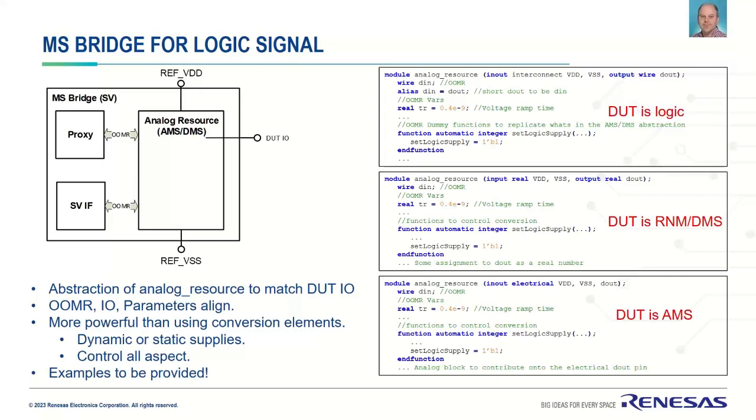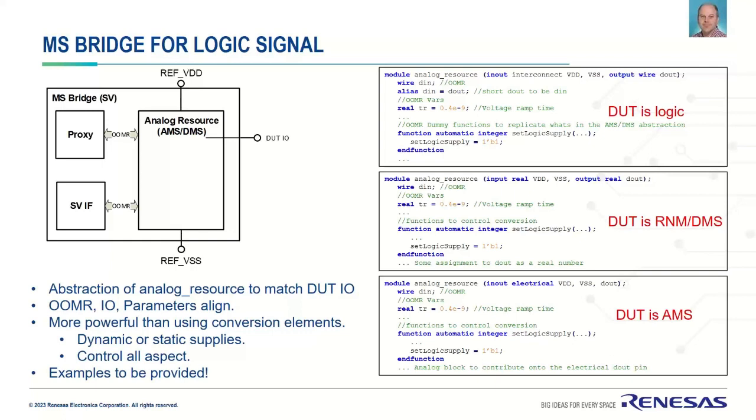We need all the out of module references that might be used for the AMS abstraction or the DMS abstraction to match. So it could be that you've got loads of functions that are needed for AMS, but in pure digital, you don't need any of them, but they just must all align.